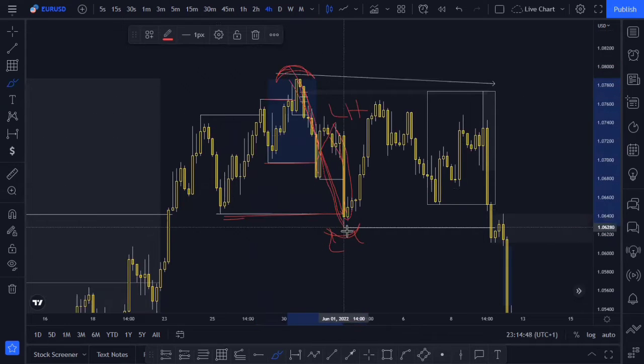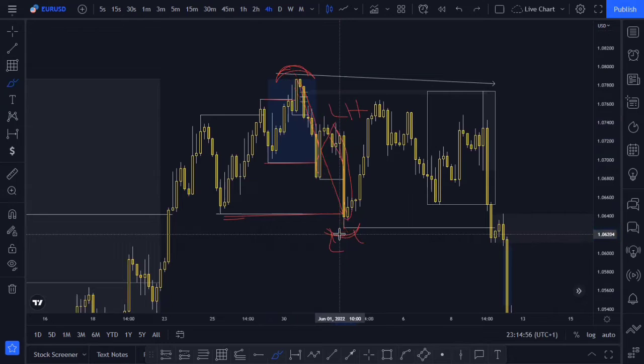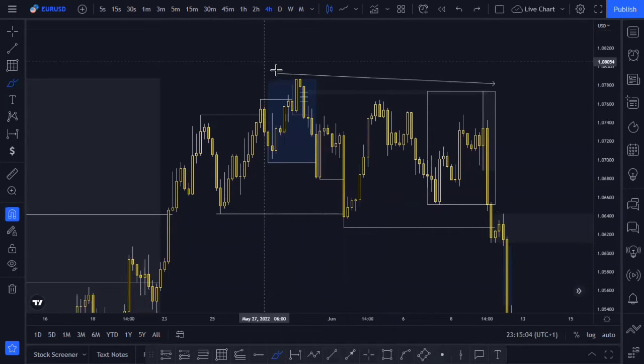But this is like a single push on the daily, which was just the confirmed change of character. But on the 4-hour, we are working from here and here. So you just have to combine the two time frames, and it's very important to combine them. So on the 4-hour, we have confirmed the bearish structure, bearish order flow.